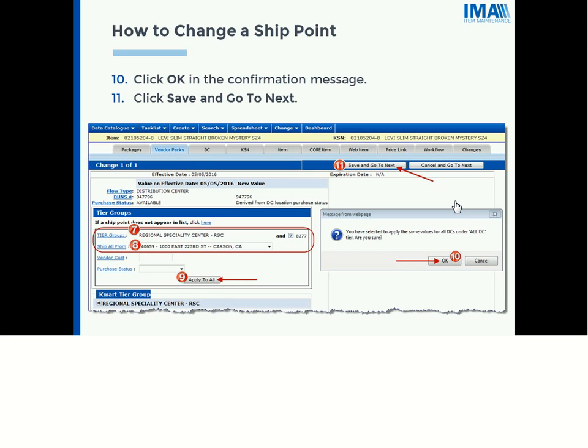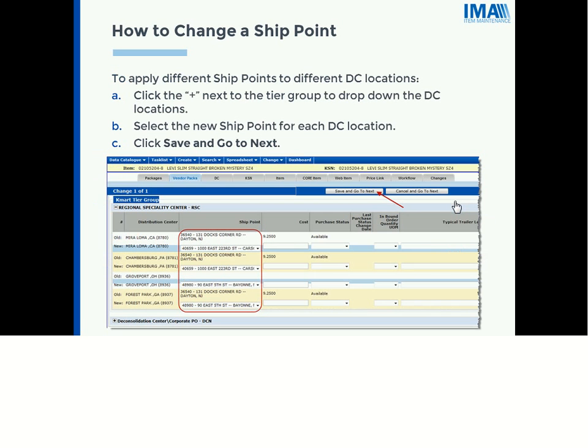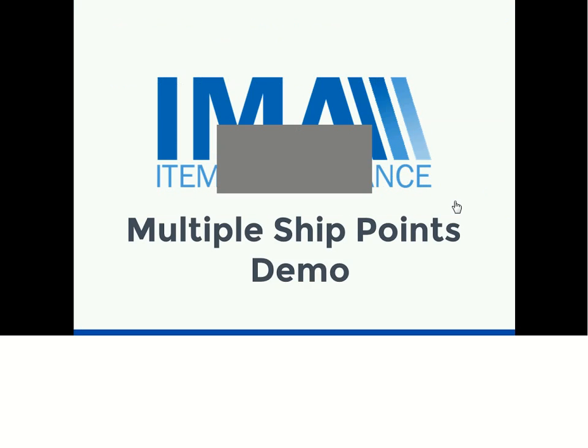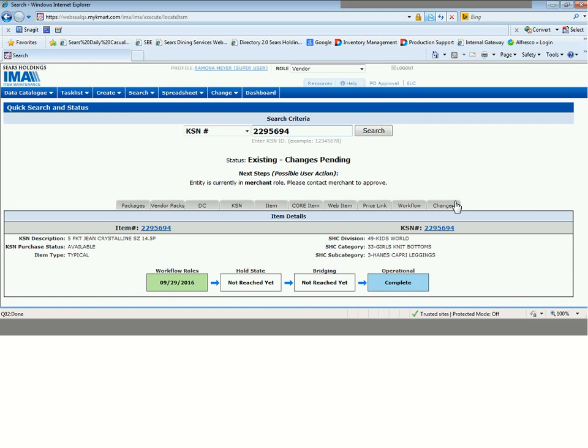And then if you want to do different ship points, if you scroll down, you would click the plus sign next to your tier group to explode out your DC locations, and then you can select different ones and then approve through the vendor role. So let me go into the system, and I'm going to walk through that with an actual item.